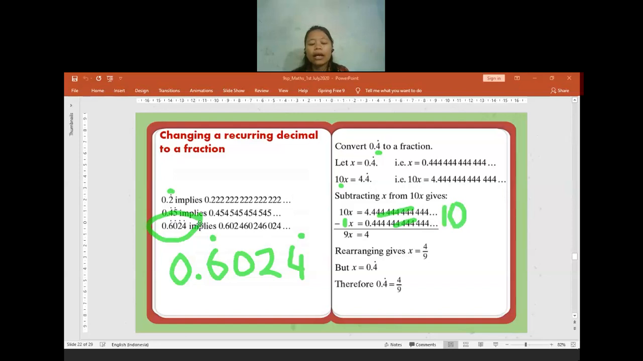For the example in here, I have 0.45. How many digits are repeating? 2 digits. So it means the x is the question given and I need to find the 100x. Why 100x? Because there are 2 digits repeating. So it means the 0 will be 2. Something like that. Is it clear enough or is there anyone still having difficulties?